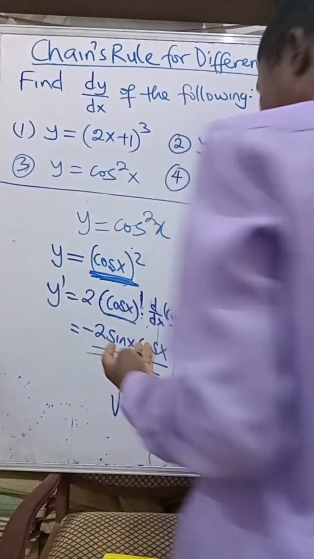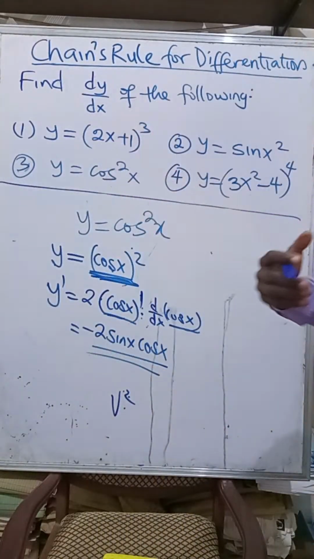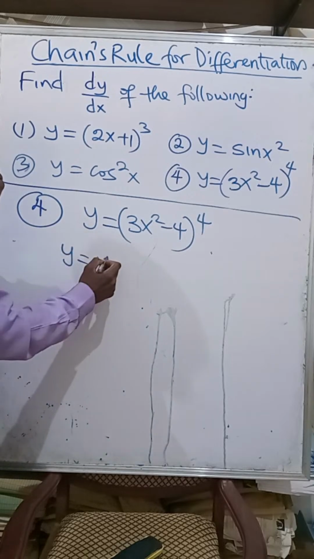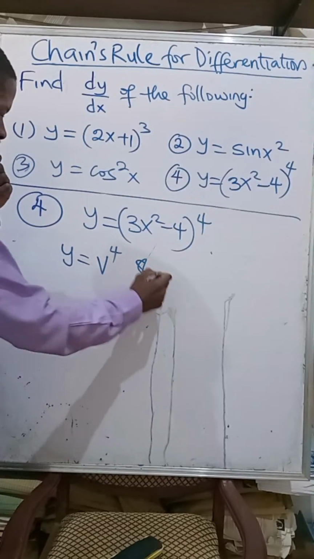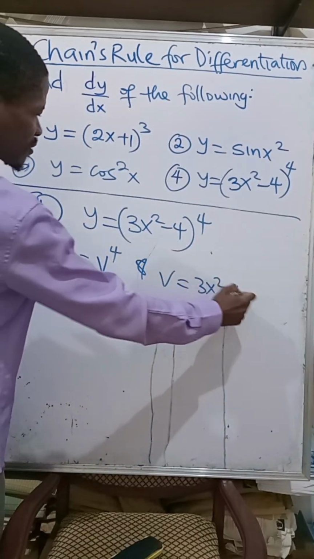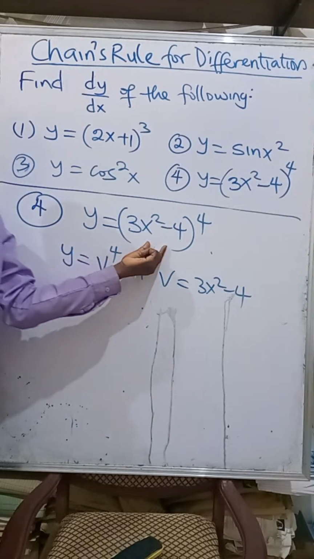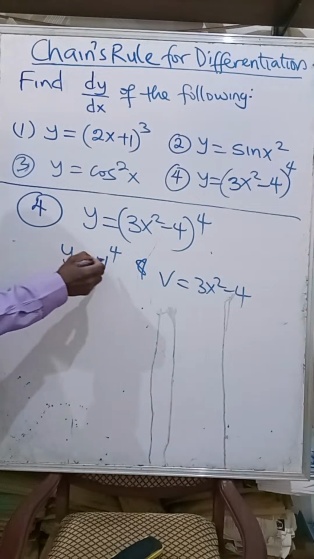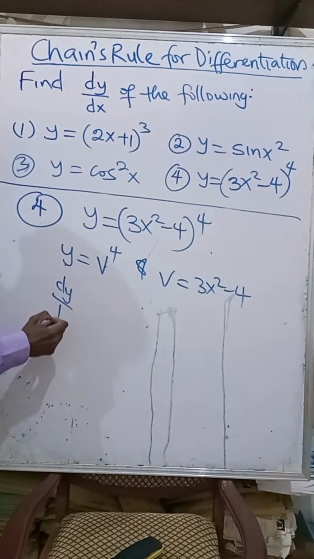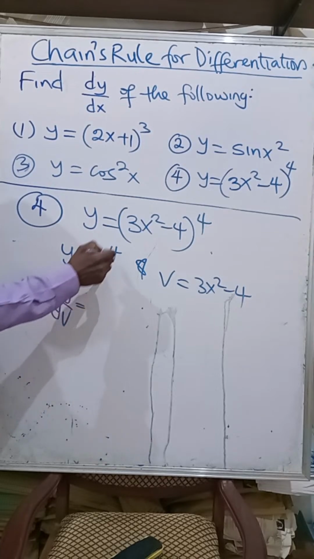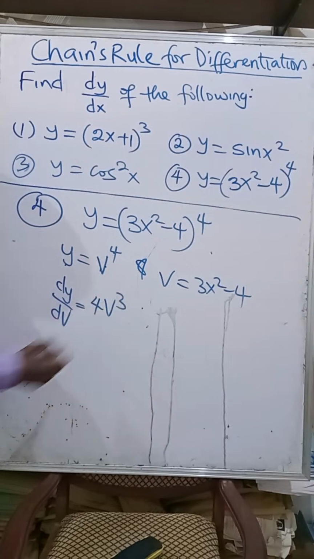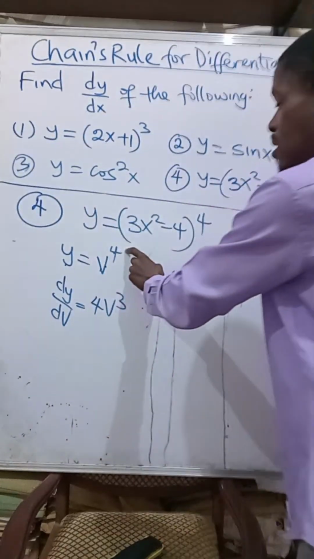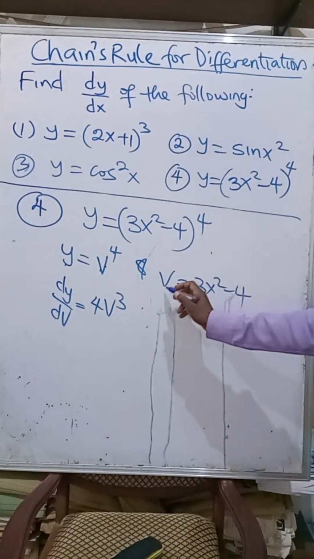And if you like, you can do it more efficiently. You can solve it in 2 ways. You can say y equals v to power 4, and v is equal to 3x squared minus 4. Give a letter for the composite function, the inner function. Then y is a function of v, and that will be dy dv. So if you differentiate v to power 4, that will be 4v cubed. Just normal differentiation: the power will go to the front, and the power minus 1. Then v also is a function of x.